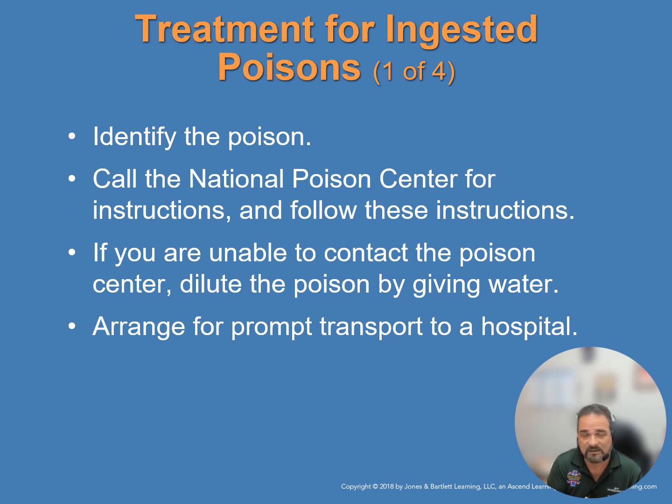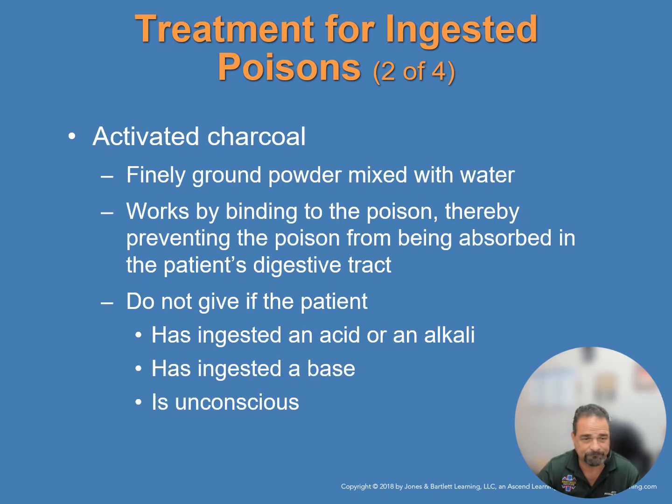If you're unable to contact poison control, primarily the things that we do is to dilute the poison by giving water as a first responder. Now, they may be vomiting, and if they are, that may not be practical, but if we can give water and then arrange prompt transport to the hospital.